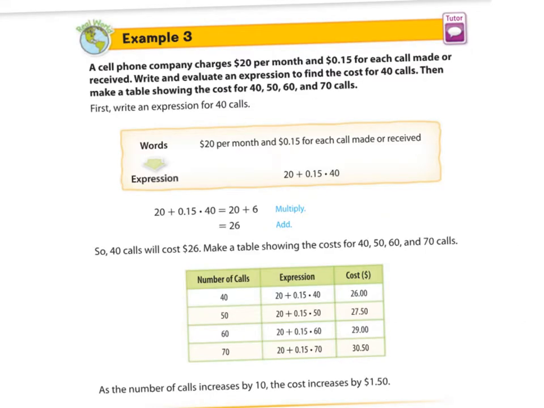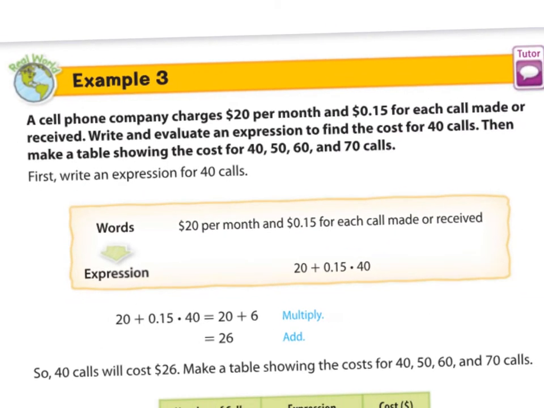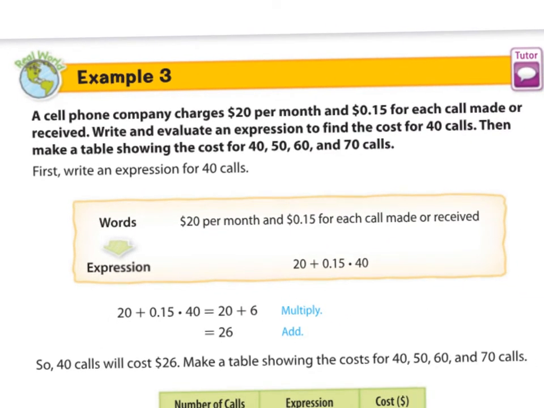And for example 3, we have a word problem. Let's zoom in and read it. A cell phone company charges $20 per month and 15 cents for each call made or received. So it looks like no matter what, just for having the line, you have to pay $20. And every time you receive or make a call, you have to pay an additional 15 cents.